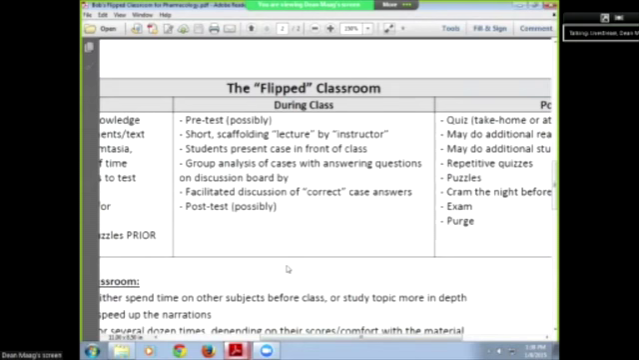And then finally we do a post-test. So it's nice you do a pre-test, nice to do a post-test. I just use clickers at this point. I'm real excited about our last speaker and seeing how that'll work. So that's actually the classroom portion of the flipped classroom.